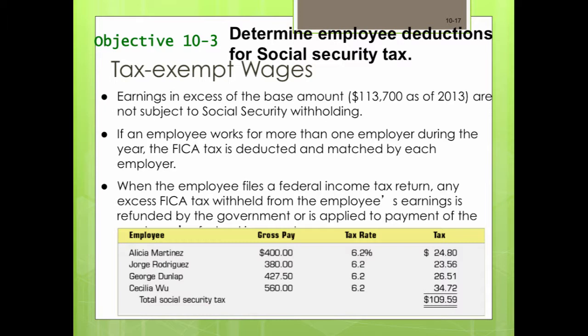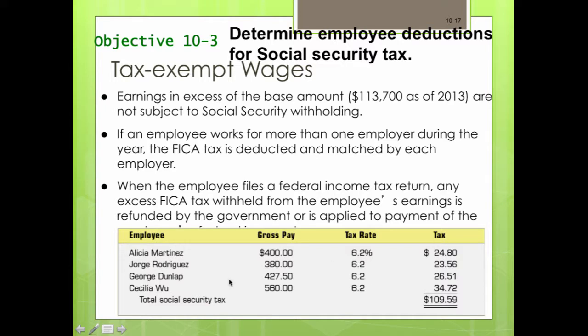However, the employer does not receive any refund. Each employer must pay the FICA tax. So to determine the amount of Social Security tax to withhold, you multiply the taxable wages by the Social Security tax rate and round it off to the nearest cent. Remember that anything above the maximum wages is not subject to tax.